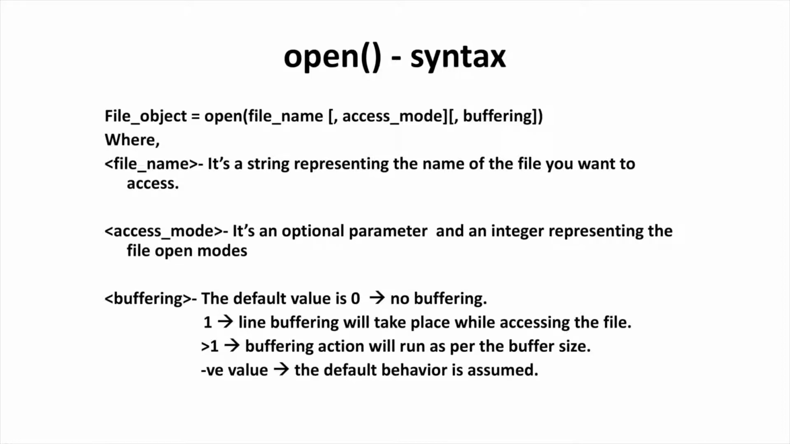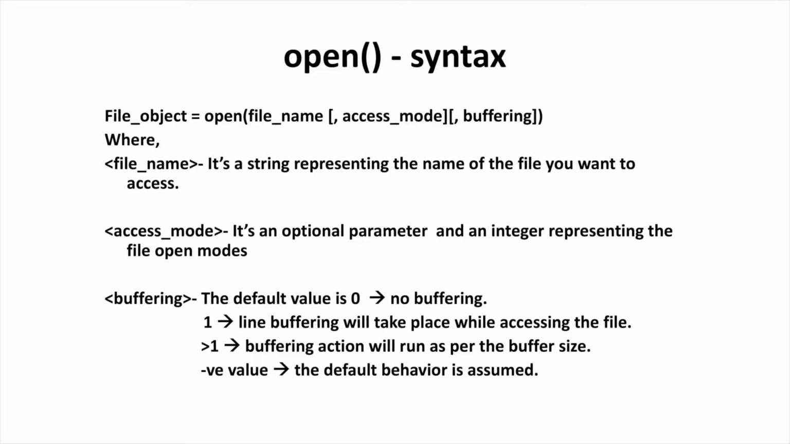See the syntax for opening a file in Python over the console. The syntax for opening the file is open with 3 arguments, of which 2 are optional and the first argument is mandatory, which is the file name. It is a string representing the name of the file you want to access. Following that, we have 2 optional arguments. First of it is access mode. It is an optional parameter and an integer representing the file modes. We will see shortly about various file modes.